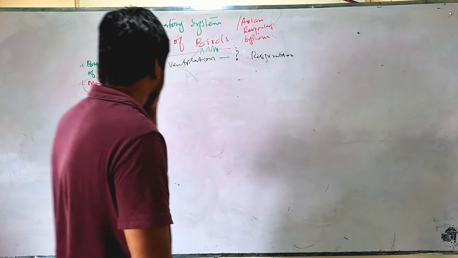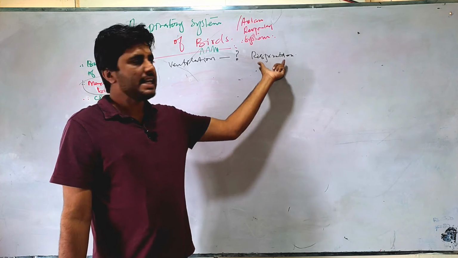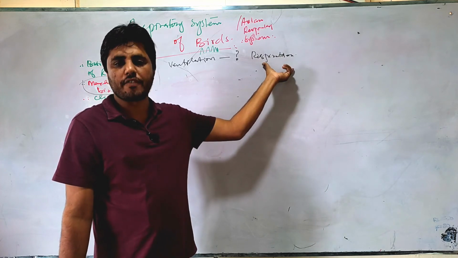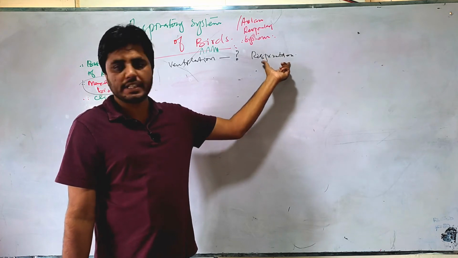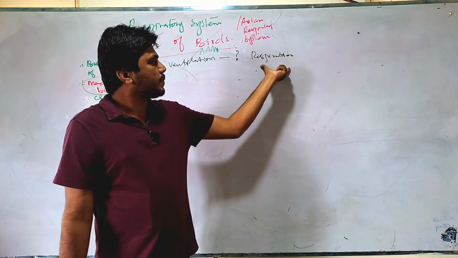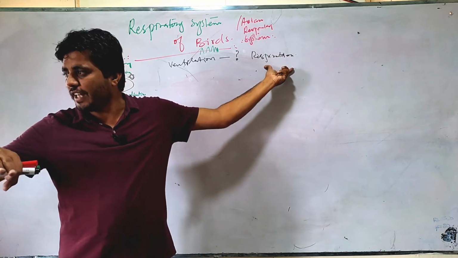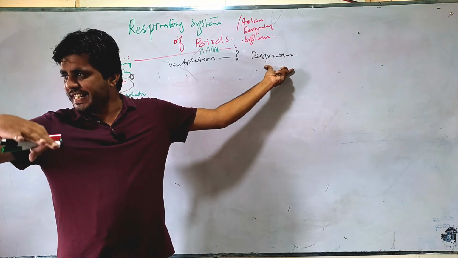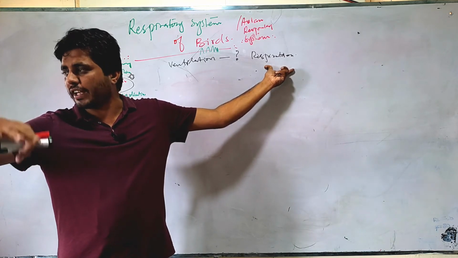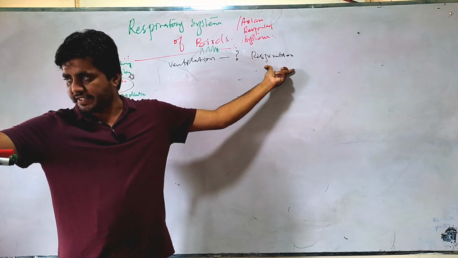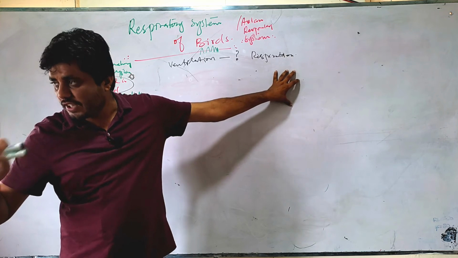Okay. Actually, respiration and cellular respiration are two different terms. People sometimes confuse them. Cellular respiration is respiration at the cellular level, a complete mechanism involving many molecules and many cycles, the production of glucose, and the use of oxygen by the cell. This is known as cellular respiration.